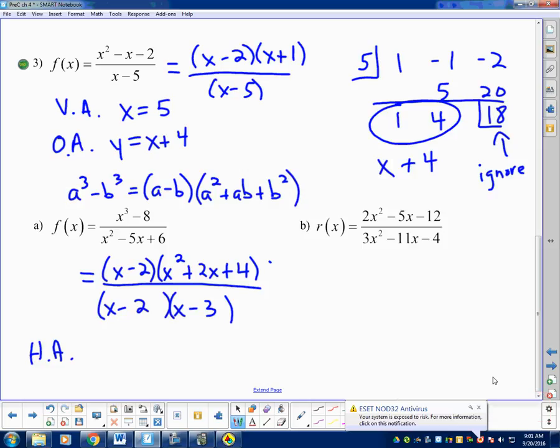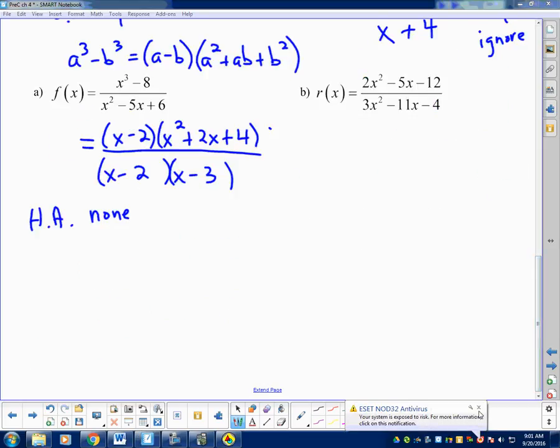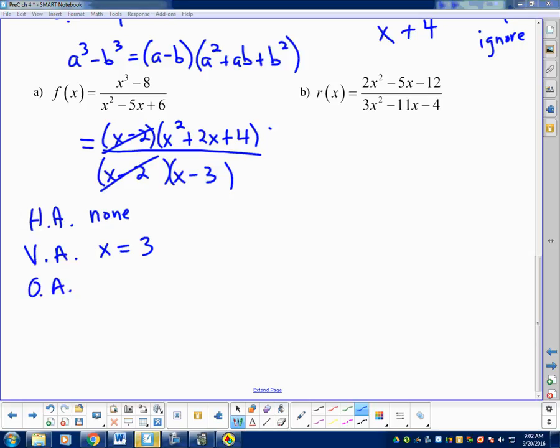Good. Because the degree of the top is bigger than the degree of the bottom. What about vertical asymptotes here? Do I have any vertical asymptotes? Notice the x minus 2 cancels out. Okay. So 2 is not a vertical asymptote, but this one I can't get rid of. So for that reason, x equals 3 is a vertical asymptote. What about oblique asymptote? Am I going to have one of those in this case? Yep, the degree of the top is 1 more than the degree of the bottom.